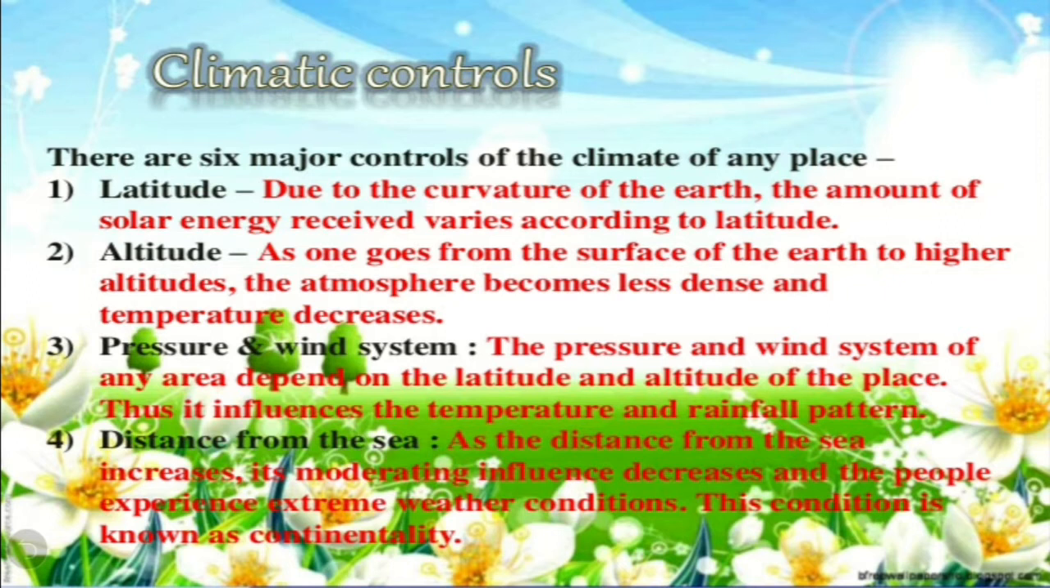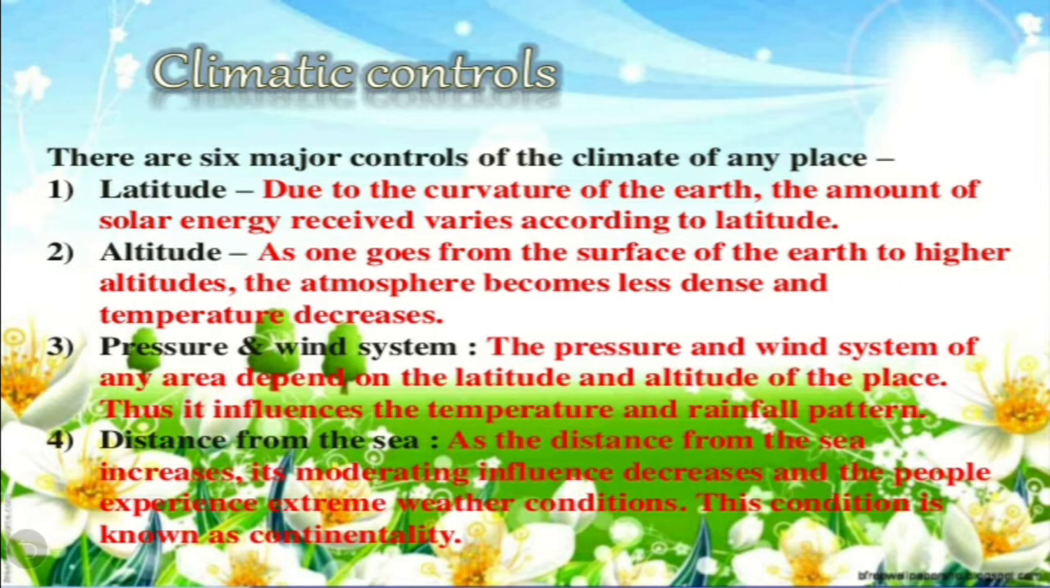So coming on to our next topic, climatic controls, which means what are the factors which affect the climate of any place. So, we can easily see and say that there are 6 major controls of the climate of any place. Means there are 6 factors which control or affect the climate of any place.